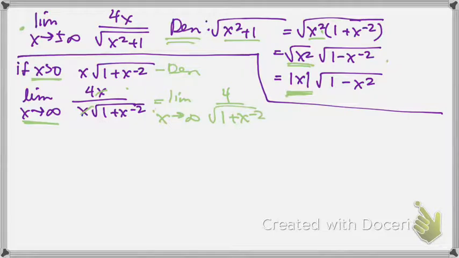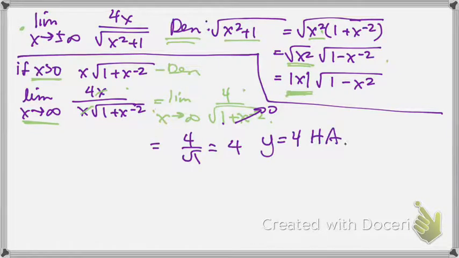Now, I can use some limit laws and take the limit of the numerator and the limit of the denominator, but what do I know is going to happen? This is going to go to 0, and then the square root of 1, so I'm just left with 4 over the square root of 1, which is just 4 over 1, and so this limit is 4. And so what can we say about y is equal to 4? It's a horizontal asymptote.